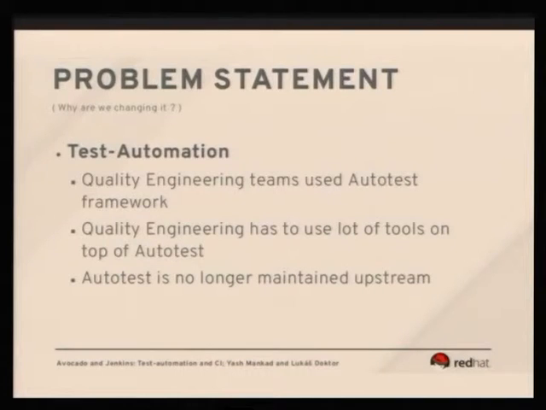Moving on from QE to test automation, the QE team that supports our development group has a testing framework that is based on the autotest framework. For people in the room who do not know what autotest is, it's an open source testing framework for the kernel. However, autotest is no longer maintained upstream, which means that if something breaks within the QE testing framework, there is no way to support all the wide variety of tools that they are currently running on top of the framework. So these were most of the major issues.